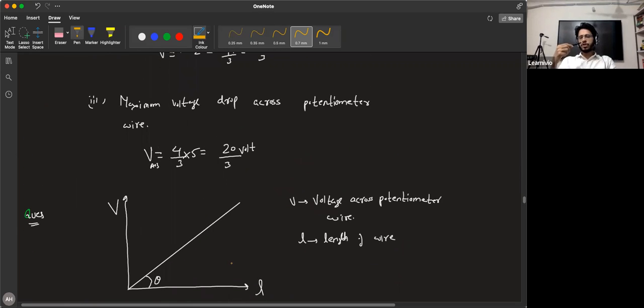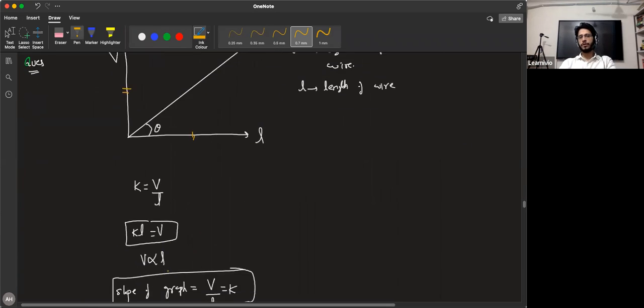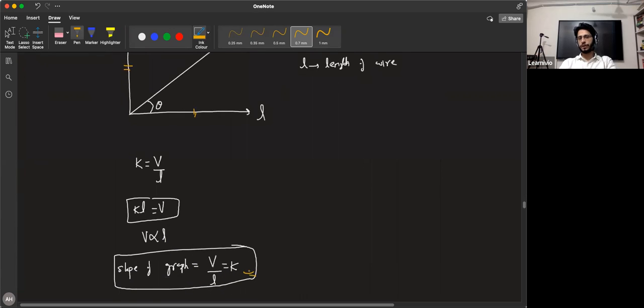How will you calculate the slope of this graph? Sir, tan theta. And what will be the tan theta? Tan theta is perpendicular upon base, so tan theta will be V by L. And what is V by L? Gradient K. The slope of this graph will give gradient. So if you take V by L, you will get gradient. Slope of the graph is gradient.